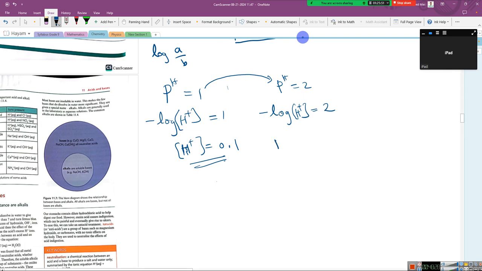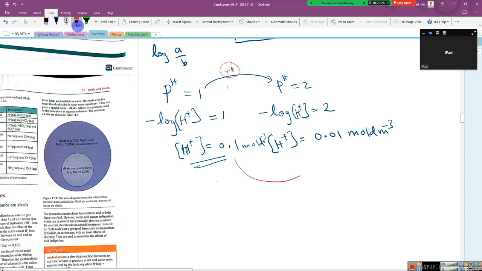Now here, if you solve this, H plus will become 0.01 mole decimeter minus 3. Okay, mole decimeter minus 3. So do you understand anything here? If pH is increased by 1 unit, right, plus 1.